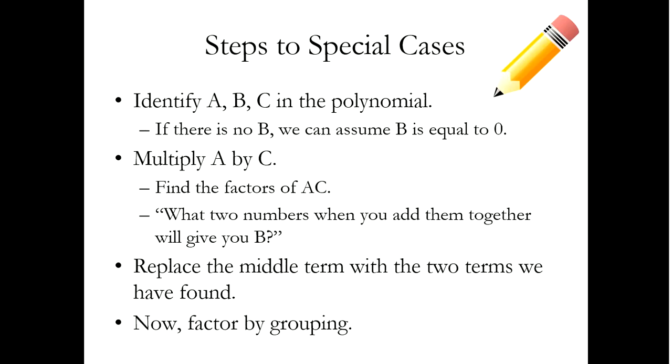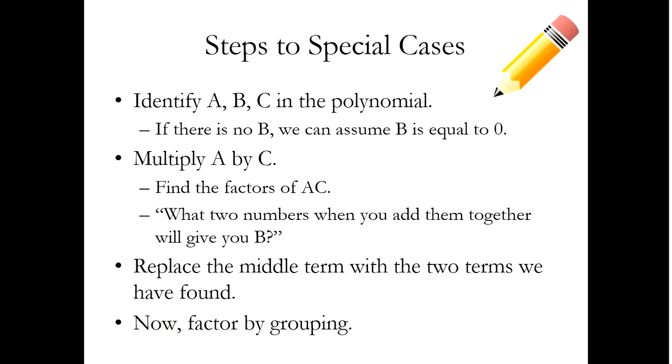So, the steps to special cases are not all that new from our AC method, okay? The very first thing we're going to want to do is identify what's A, what's B, and what's C in the polynomial. Now, something that's going to be a little different this time: B might not be in the polynomial. If that's the case, we can assume B is equal to 0. That means we're just going to have an x squared and just a number, no number with x. If that is the case, B would be equal to 0, because 0 times x would just be 0.